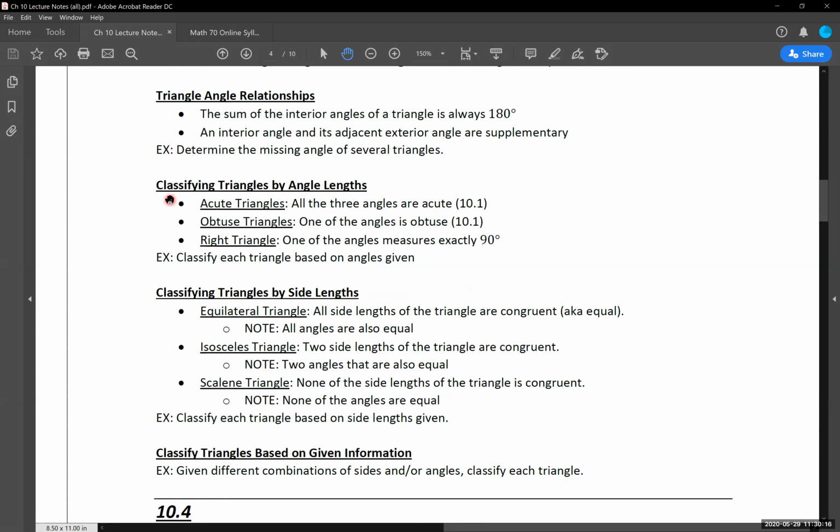Is it an acute triangle? Do I know something about the angles? Do I know something about the side lengths? And then just find what we have been given and match it with what we know in here. There's not a whole lot of actual raw calculations that go on with these.